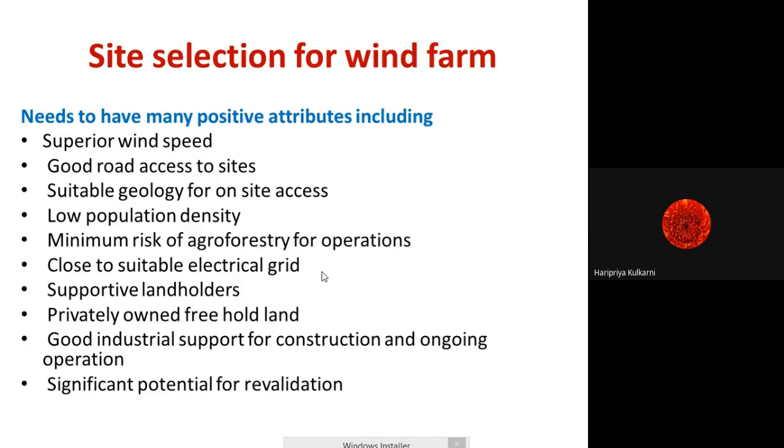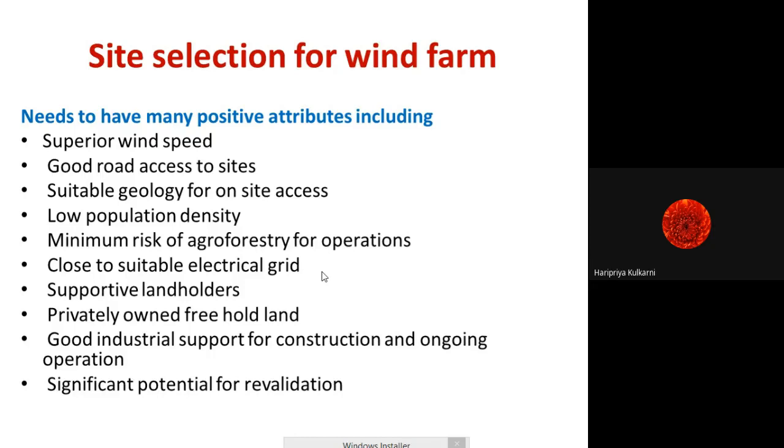Suitable geology for on-site access is again important, because we should get that minimum amount of wind speed at a particular height. As we want to develop a strong structure, the investment cost is very high for wind farms. Therefore suitable geology should be there. Then low population density, as it is hazardous to the birds and human lives, right? So population density should be low. There should not be any population, or it should not be near the city.